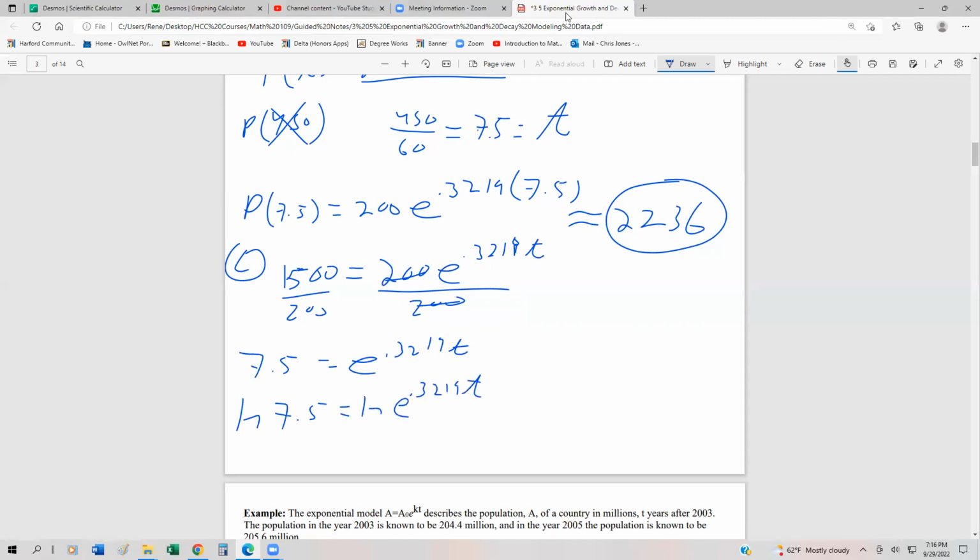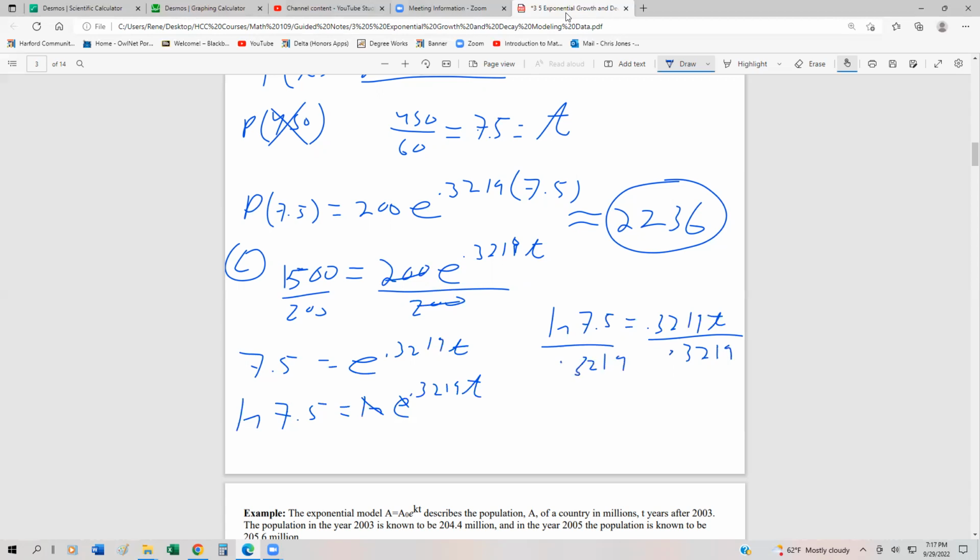All right. And then we know that ln's and e's undo each other. So now we have the natural log of 7.5 is equal to 0.3219t. And then finally, we just divide both sides by 0.3219.